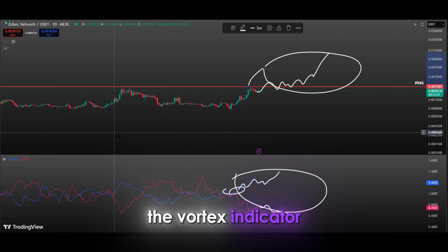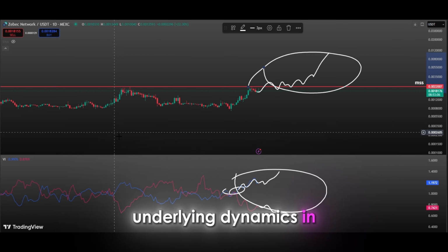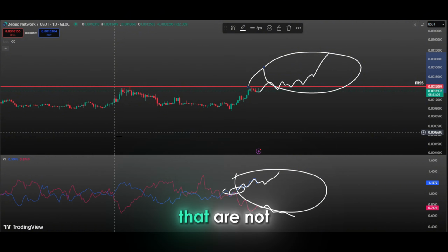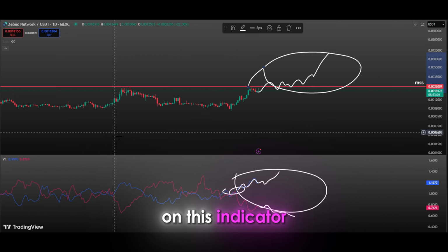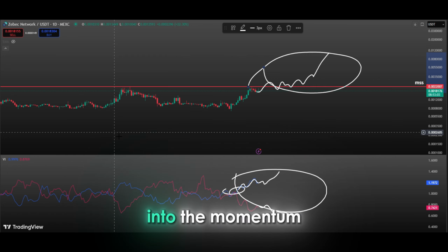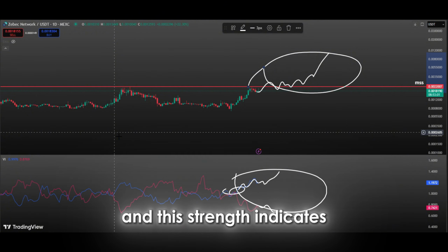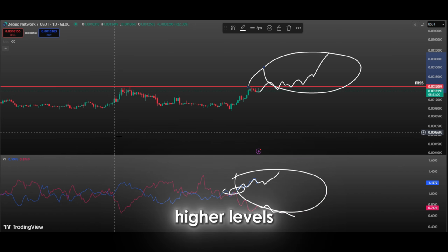The vortex indicator is often a powerful tool that reveals underlying dynamics in the market that are not immediately visible. The positioning and relationship of the lines on this indicator provide valuable insights into the momentum behind price action. The current picture is quite constructive. Buyers remain strong, and this strength indicates the potential for price to test higher levels. Especially if the blue line maintains its upward direction, it confirms that the bullish momentum is continuing.